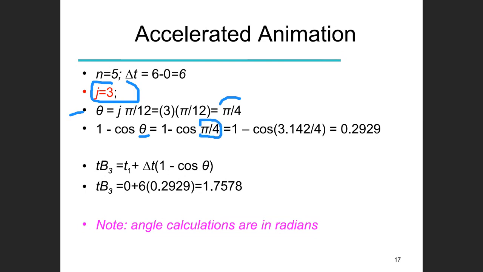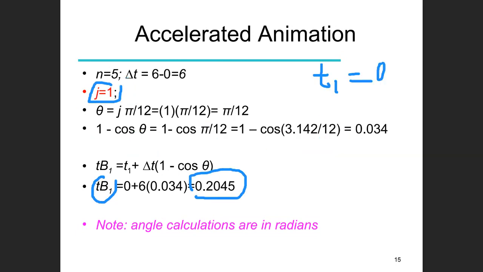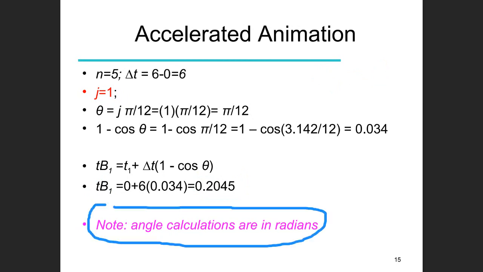And one important thing, which I write in every one of these calculations: we are doing the calculation right now in radians. So I write this as a note: angle calculations are done in radians. What it means is that when you do this calculation, because we put the value of pi as 3.142 and divide it by 12, then when we calculate the cosine, you have to use the calculator in radian mode.